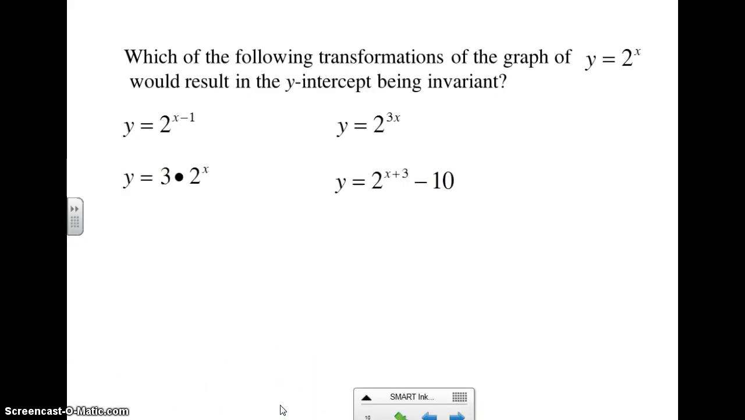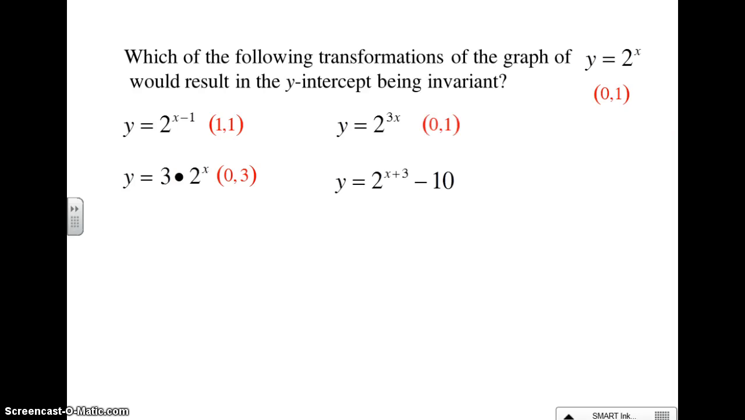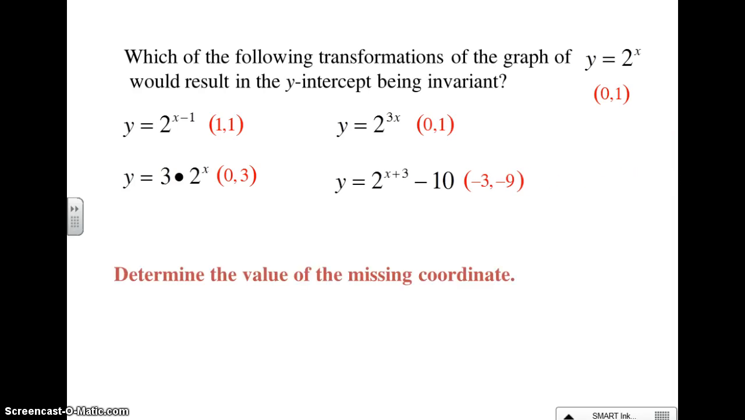So now that we've consolidated our transformation of these functions, use those skills to decide in this question what would result in the y-intercept being invariant. Which one of these transformations? So if the y-intercept is (0, 1), look at what the y-intercept would be for each of these. Clearly, the only one that stays invariant is y equals 2 to the 3x.